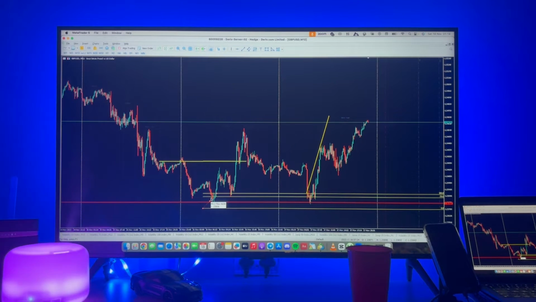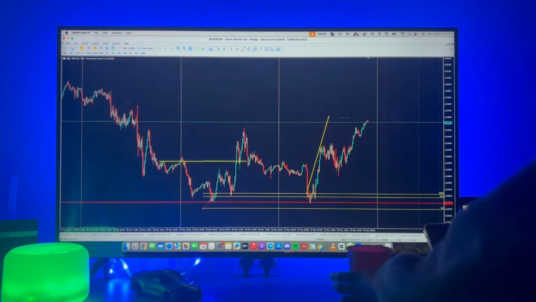Sometimes it won't be as accurate, sometimes it won't get to that exact level, but if price is closer to that level, I think it's safe to execute, right? And the way you manage your position is entirely up to you, right?